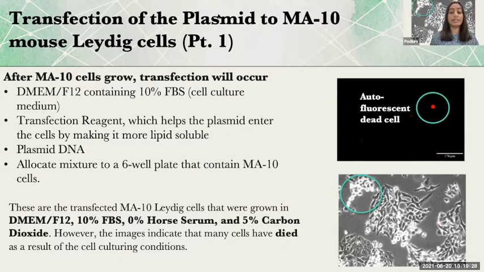So the images on this slide show the transfected MA10 Leydig cells that were grown in DMEM F12, 10% FBS, 0% horse serum, and 5% carbon dioxide. However, the images show that these cells did not grow as well as they should have grown. So on the top, you can see that there is a red cell, but it's not because of the orange fluorescent proteins, but instead it's because of the autofluorescent dead cells. And the image on the bottom more clearly shows how a lot of these cells died. So any circular cells you see are examples of dead cells.